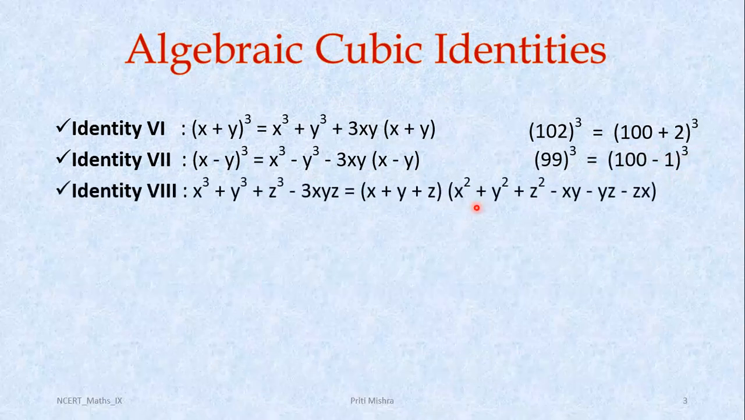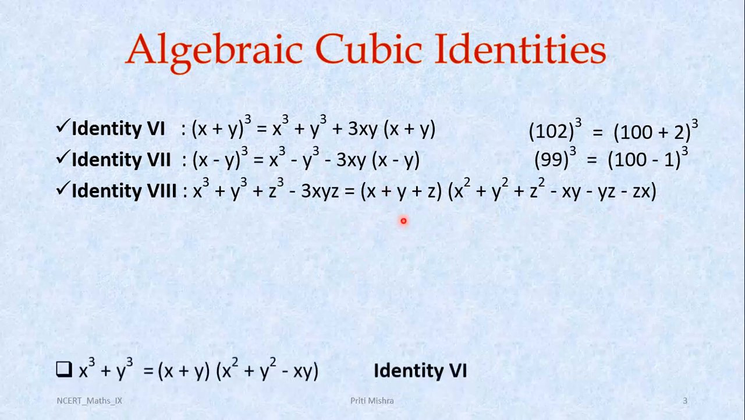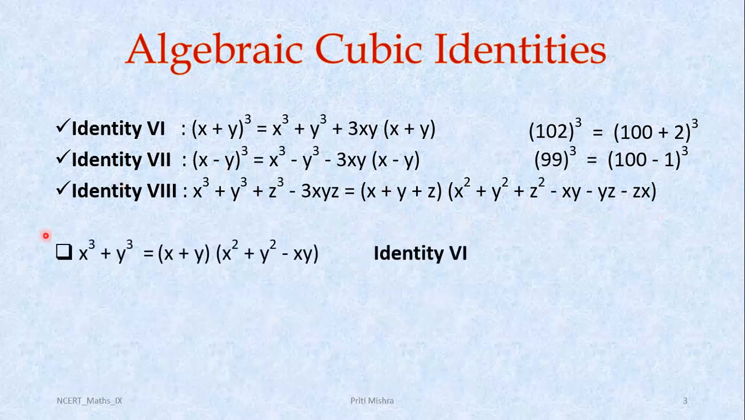After that, we have the eighth identity. It is x cube plus y cube plus z cube minus 3xyz is equal to (x + y + z) into (x square plus y square plus z square minus xy minus yz minus zx). So many terms we have on the right hand side in this identity. In order to learn all these identities, you just keep the number of terms in your mind clearly for all these identities, right?